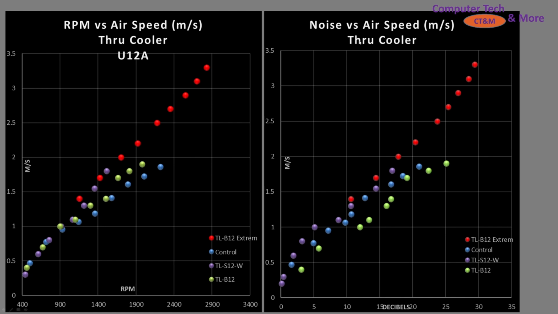If we take a look at the right graph here, we have noise versus that same airspeed. And the TL-B12 Extrem is doing fairly well. It is over my control line. Again, that's 3 parts A12X5 to 1 part A14, a blended fan to try to get a fan that's kind of best of both worlds, and is my baseline for what I would consider a good fan.